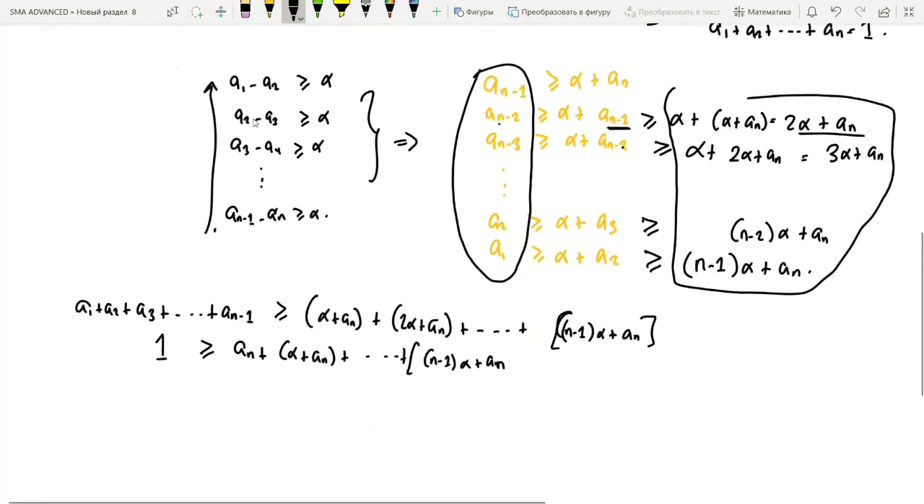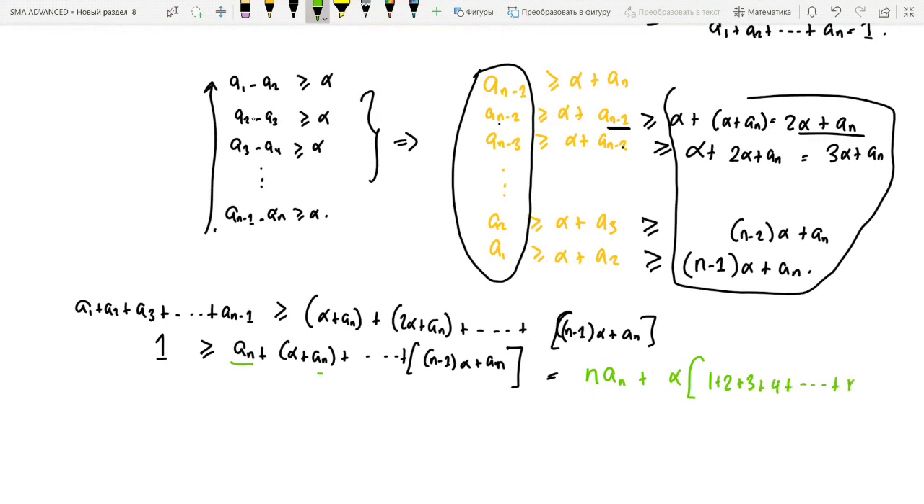So from here, what can we now do? We can now find the exact value of this. So an occurs n times, not so difficult to see that. We get n an plus alpha times (1 plus 2 plus 3 plus 4 plus dot dot dot till n minus 1). So this equals n an plus (n minus 1) n over 2 alpha.